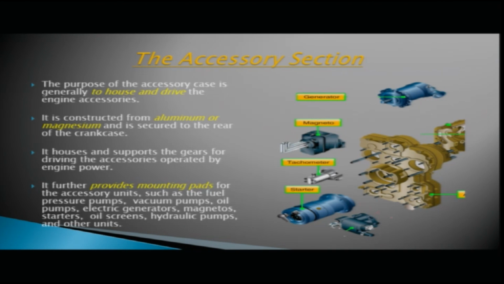So, this accessory section is constructed from aluminum or magnesium and is fixed to the rear of the crankcase. It houses and supports the gears for driving the accessories. So, all these accessories are to be driven by gears, and the gears are inside the accessory housing. So, this accessory housing houses and supports the gears for driving these accessories operated by engine power. It further provides mounting pads for the accessory units. So, here you have the mounting pads for mounting these accessories.